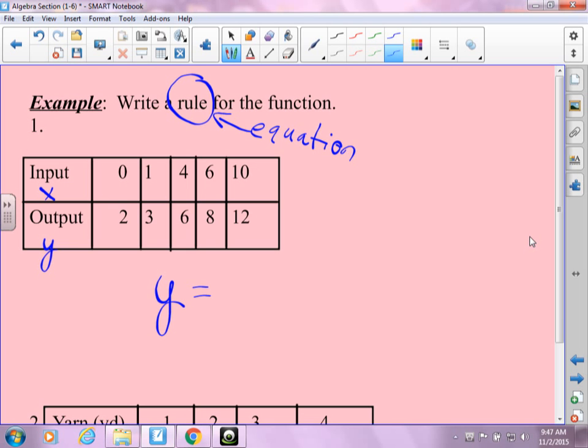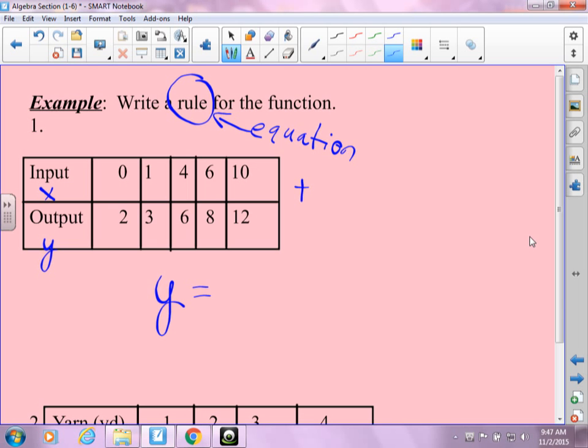And you're going to think to yourself, what do I do to the x to get the y? Okay? Now I'm kind of looking for a pattern, but I have to look at my input. What did I do to it to get my output? Okay? Yes? Add 2. I added 2.